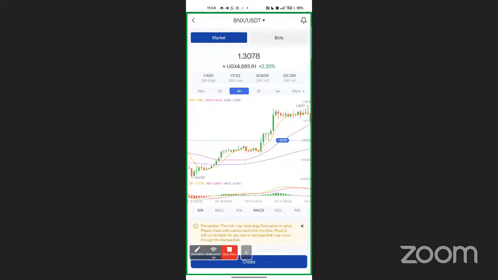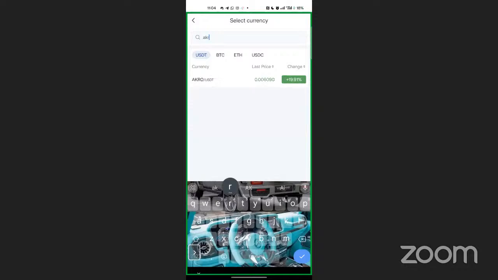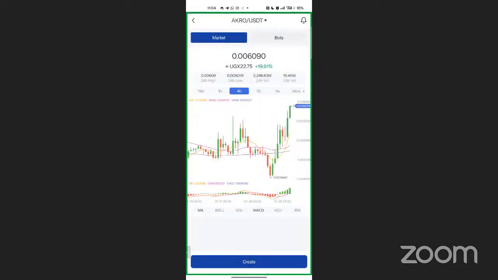Now let's open Acro. You know Acro is pumping. So let me open Acro for you so that you see. Can you see what is happening here? We start with the golden cross. The 7 moving average first crossed a 99 moving average. And later you see a 25 moving average also crossed. So when a small moving average crosses a big moving average, it's called a golden cross. But when a big moving average crosses a small moving average, it is a death cross.